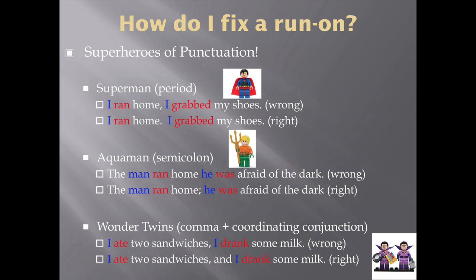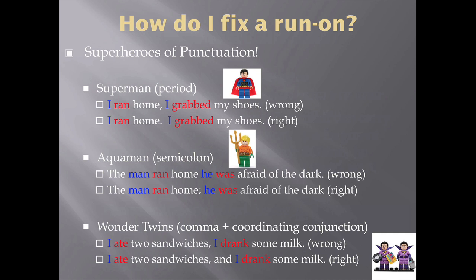So instead of saying, "I ran home, comma, I grabbed my shoes," which is incorrect, that's a run-on sentence, you would say instead, "I ran home, period. I grabbed my shoes, period." So that is a Superman piece of punctuation. So the first way to fix a run-on, the Superman way, is to just divide your run-on sentence into two complete sentences.